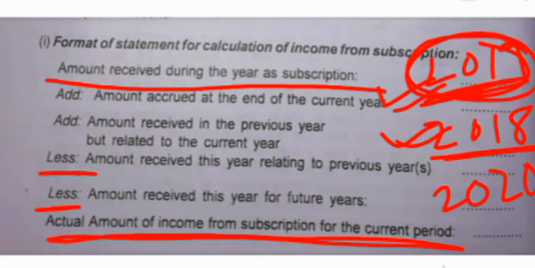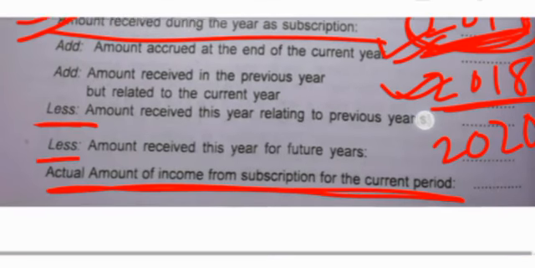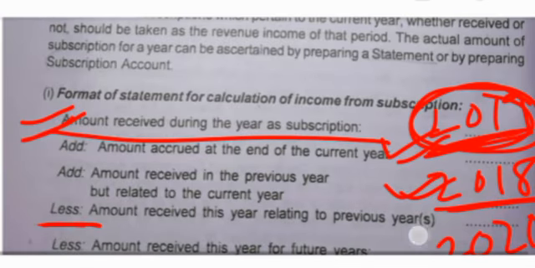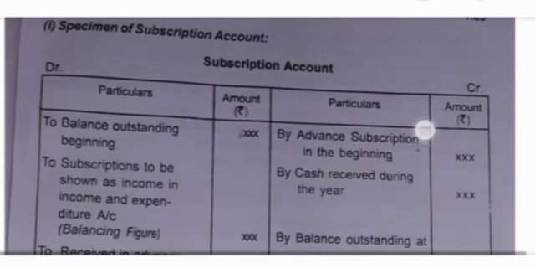Only then will we get the actual amount for the current period. That means the amount which we were recording at first is the amount from the receipts and payments account, which records the payments for past years and future years in the same year, because it is prepared on cash basis of accounting. Clear with this? Okay. Now come to the account format. The same thing we can do in the form of an account also.